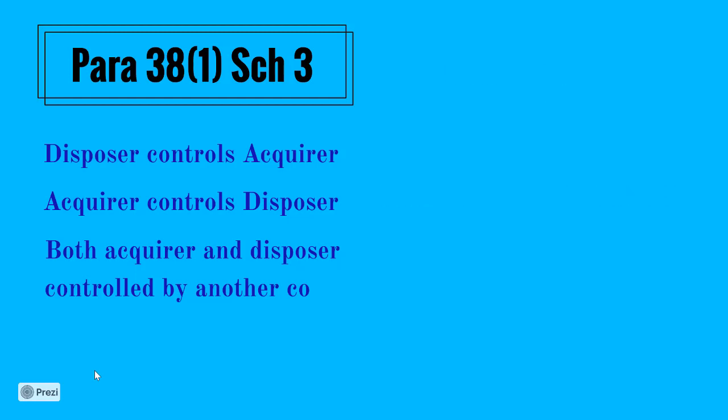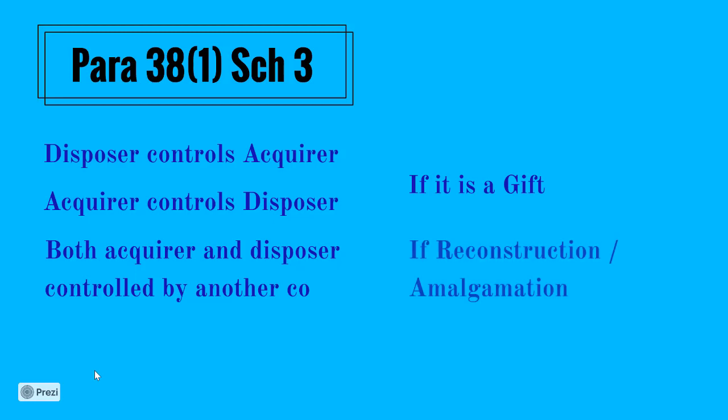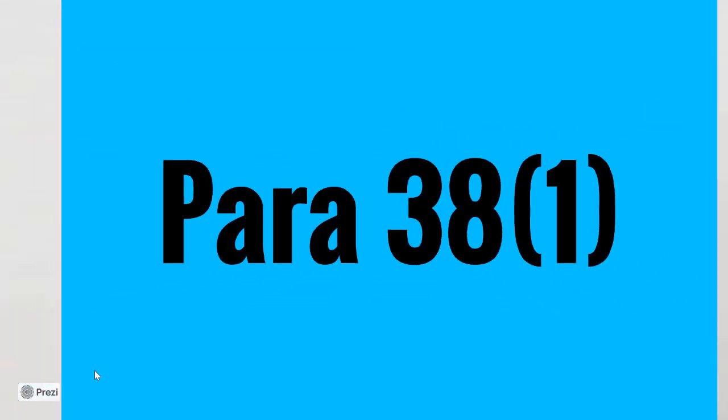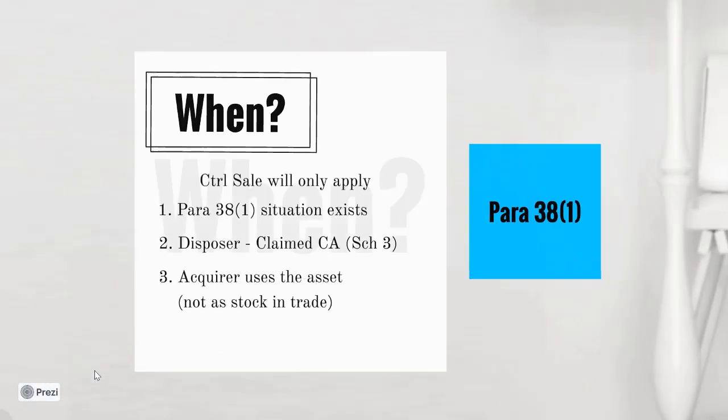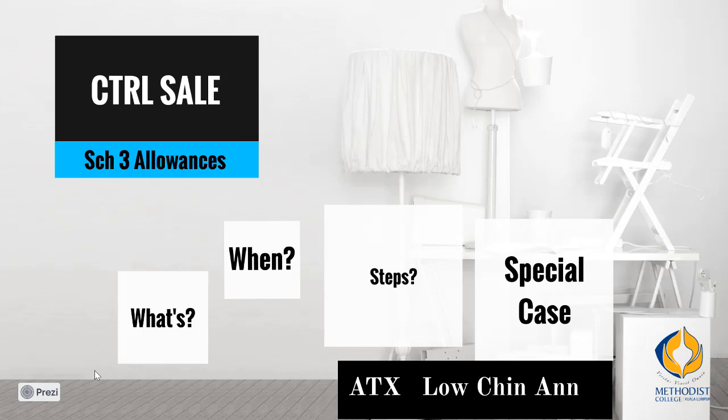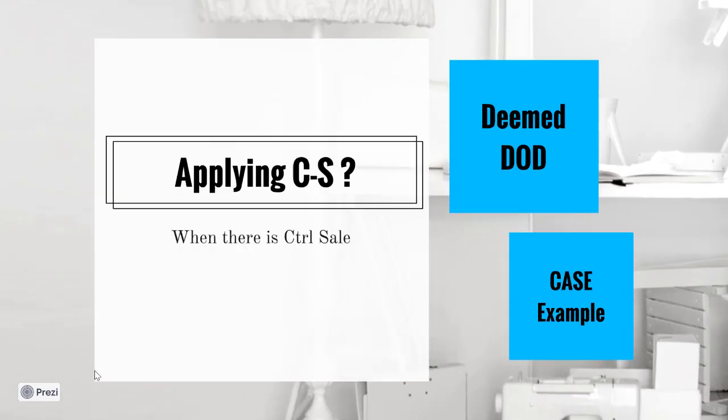Now, para 38(1) actually has 2 more situations, including if the disposal is by way of a gift, and the last one is if it's under a scheme of reconstruction or amalgamation. Now, that's 38(1). Okay, so what are the steps that you need to remember when you need to apply a control sale? Now, 3 things.